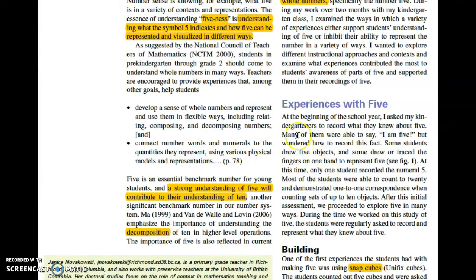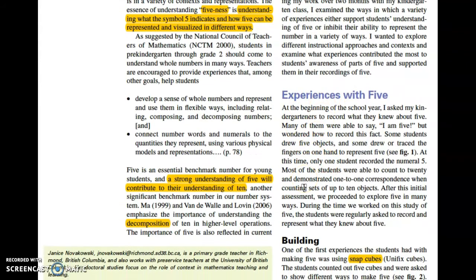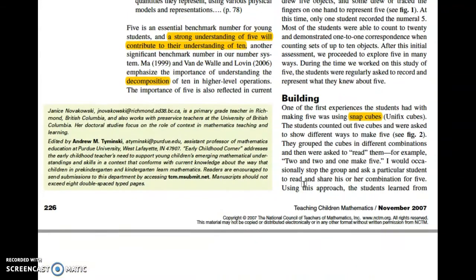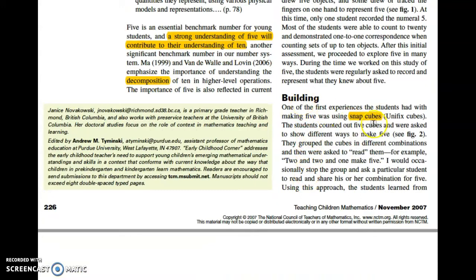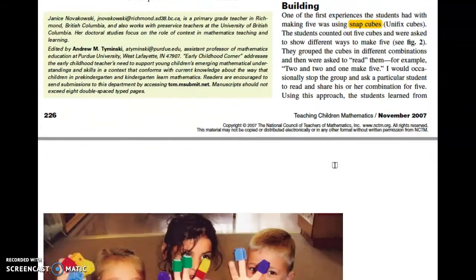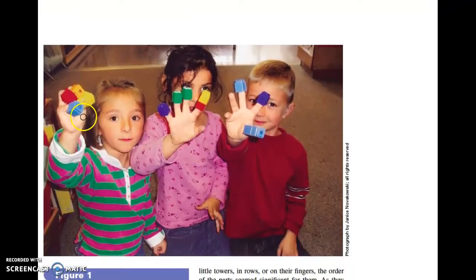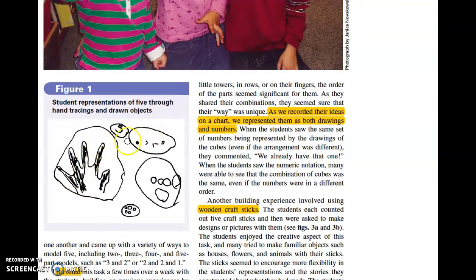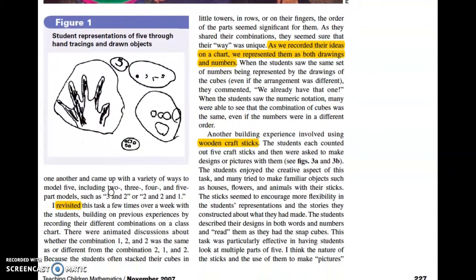She begins with pre-assessing her kindergartners to see what they know as far as what 5 means to them. But she begins to build their experiences using different experiences such as snap cubes, and she has them group them in different combinations. And students do this. This child put 1 cube on each finger, so there's 1, 1, 1, 1, and 1. This child has 2, 1, 1, and 1, and the teacher records, and the students begin to draw the different representations of 5 as they see it.